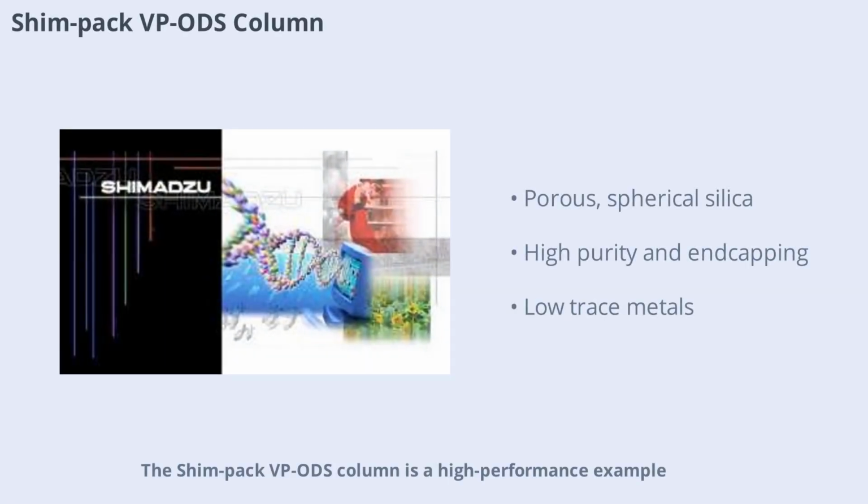The Shim-pack VP-ODS column is a high-performance example, featuring entirely porous spherical silica particles with high purity. It has a particle size of 5 µm, a pore size of 120 Å, and a specific surface area of 410 m²/g with 20% carbon content, end capping, and low trace metal content. This column is designed for reproducibility and robust separation.